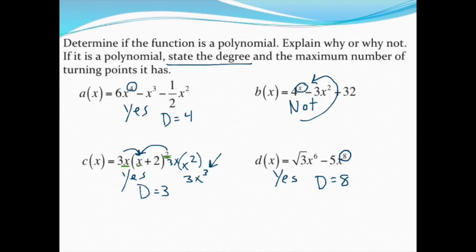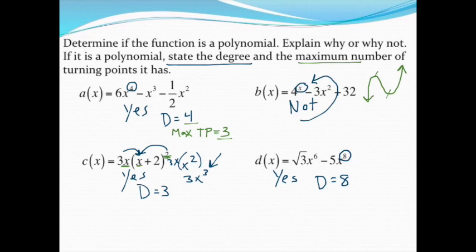And then the final part of this was to state the maximum number of turning points the polynomial has. Turning points are the maxes and mins, so the number of times your graph changes direction. So for example, a graph that looked like this would have 1, 2 turning points. Well, it turns out that the maximum number of turning points, which I'll label as max TP, is always 1 less than the degree. So if your degree is 4, the maximum number of turning points the graph has is 3.